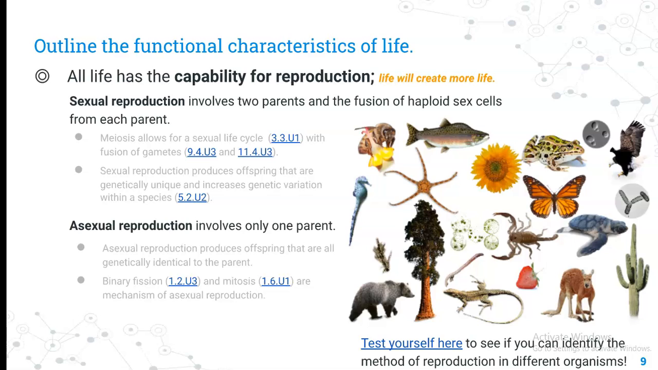So you have actually both sexual and asexual reproduction happening within you as an organism. Asexual reproduction in the sense that your cells are dividing and replacing themselves through mitosis, and then sexual reproduction, which is happening in your gonads, your ovaries or your testes, as meiosis occurs. You can test yourself here to see if you can identify if they're sexual or asexual, these different creatures.